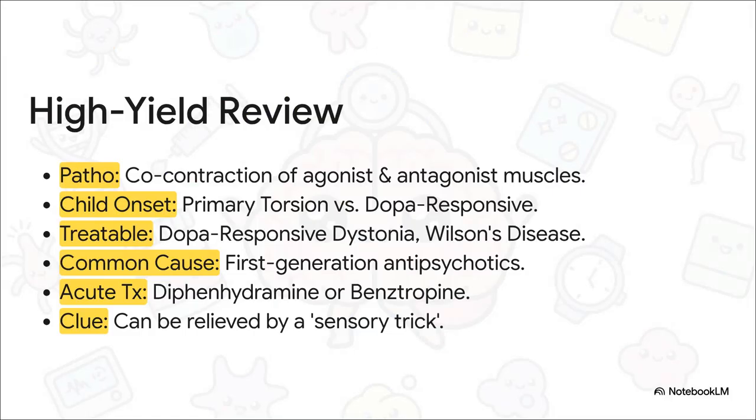And here you go. This is your cheat sheet for exams, your rapid revision summary. If you're going to remember anything, remember this. We've got the core definition, the crucial childhood differential, those don't miss treatable causes, the most common cause you'll actually see, the emergency treatment, and that bizarre key feature, the sensory trick.